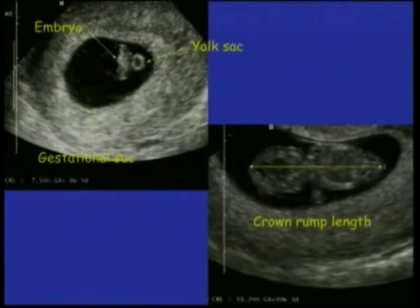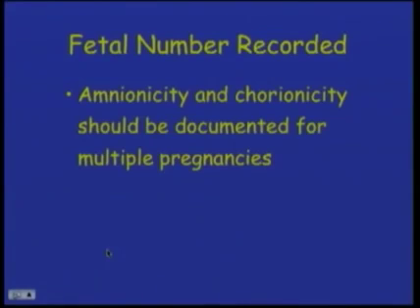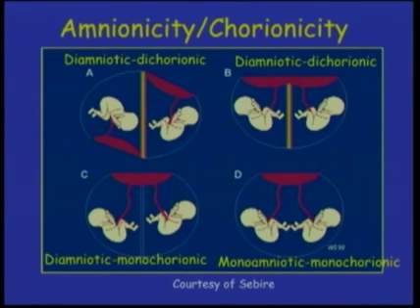Now, here's a gestational sac, and you can see the crown rump length right here, the yolk sac to the right. This is the gestational sac. And here we have a measurement for the crown rump length in the embryo that measures 33 millimeters. The fetal number must be recorded, and the amnionicity and chorionicity should be documented for multiple pregnancies. So what are we talking about?